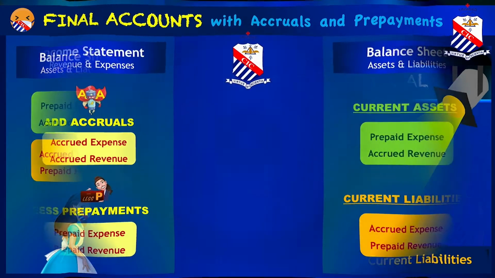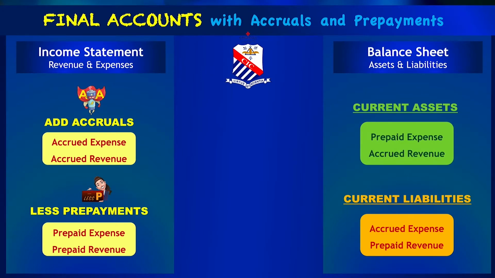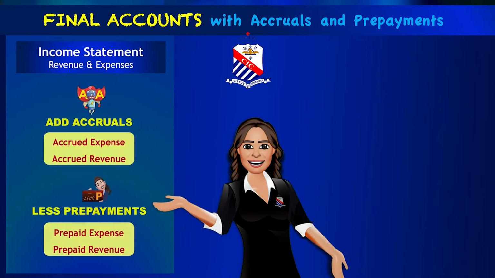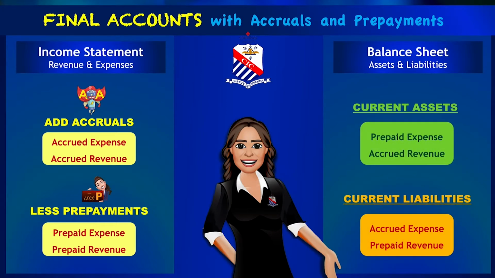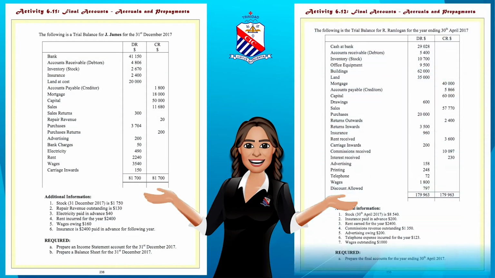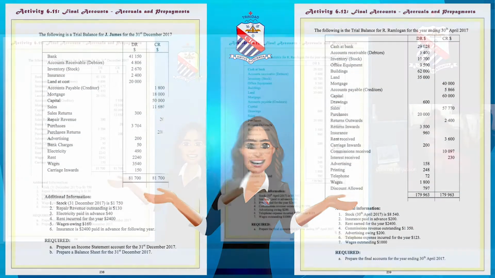liabilities. So in summary, this is what is required for final accounts with accruals and prepayments. For the income statement, focus on AA and less P in the profit and loss section, AA being add accruals and less P being less prepayments. For the balance sheet, focus on identifying and recording the relevant accruals and prepayments under current assets and current liabilities. So let's now go into our activities.